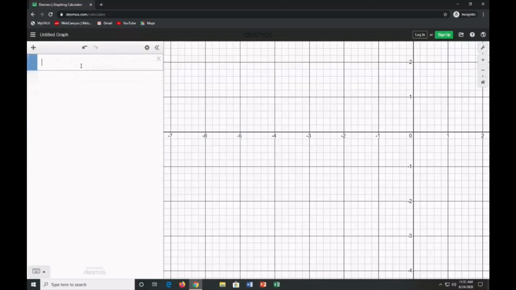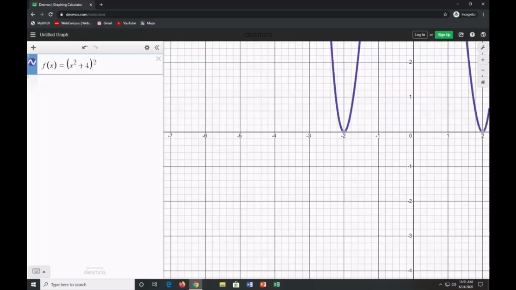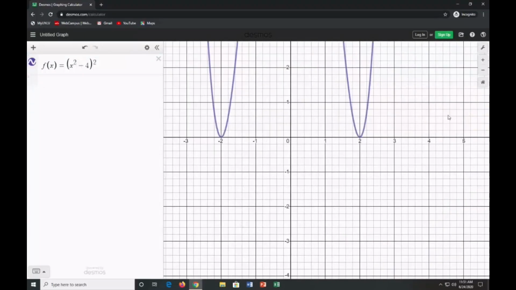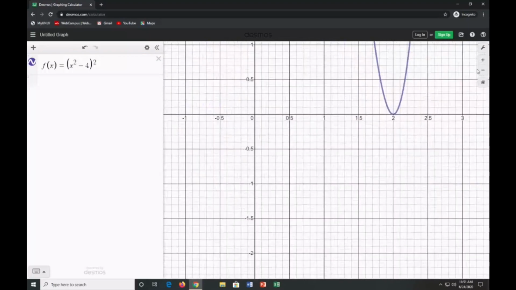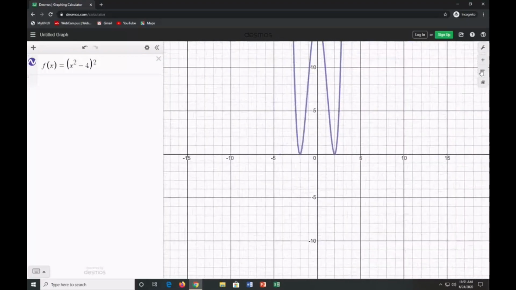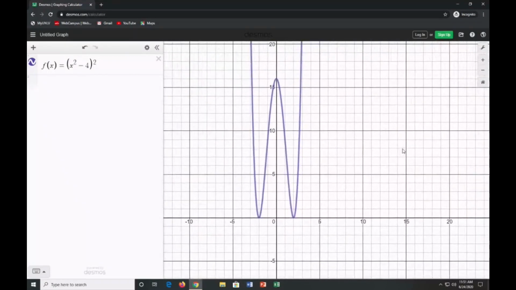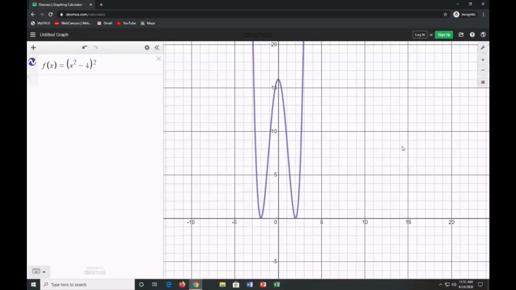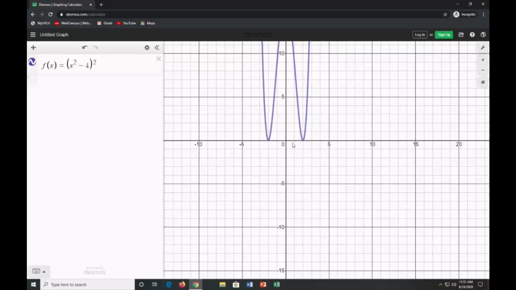All right, so let's look at the graph of the other polynomial. It was f of x equals x squared minus 4, and all of that squared. Okay, so let's zoom out so we can better see. Oh, look at that. Okay, so now we have, as we expected, two x-intercepts, right? These 2 points.